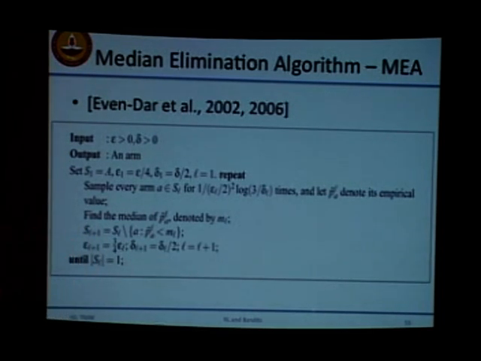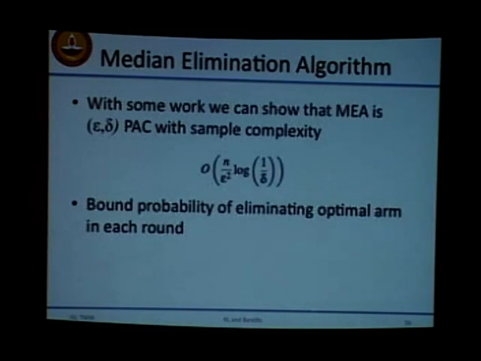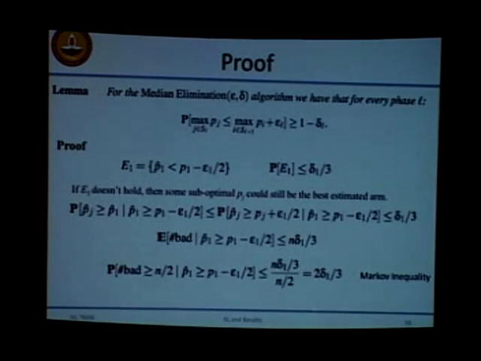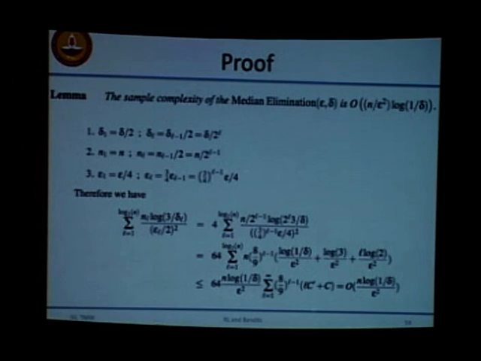It is a little involved analysis, so it goes on for a few more pages. But what you can show is that the overall sample complexity is n by epsilon squared log 1 by delta. And then it also achieves your epsilon delta PAC guarantees. So what we have done here is we have gotten rid of the log n factor. It's the same expression that we had earlier for the naive algorithm, except that we have gotten rid of the log n factor.